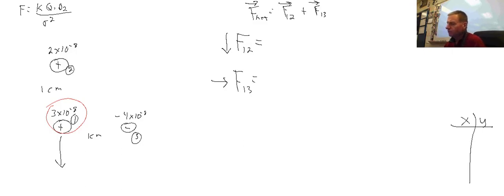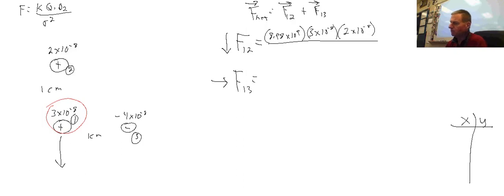So what's the force on 1 due to 2 going to be? Well, it's going to be K, which is 8.98 times 10 to the 9th. And I know sometimes people round that up to 9 times 10 to the 9th, and that's just fine. Times 3 times 10 to the minus 8th times 2 times 10 to the minus 8th coulombs divided by the distance between them. Well, that's 1 centimeter, so 0.01 squared. Okay, and we're going to get some value for that, which we'll get in a minute.